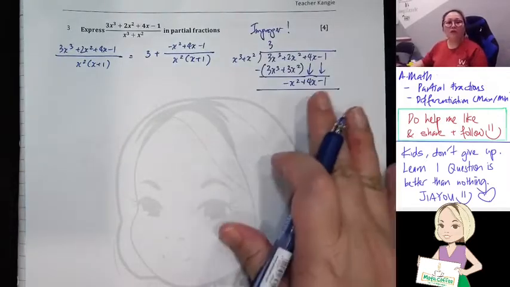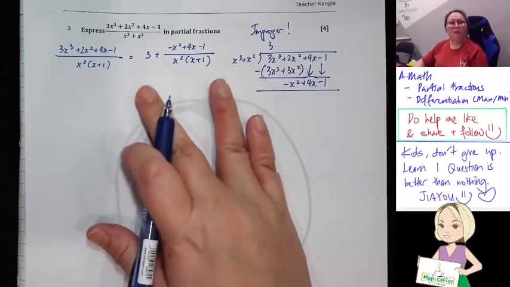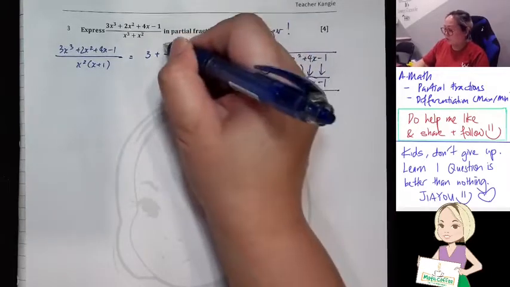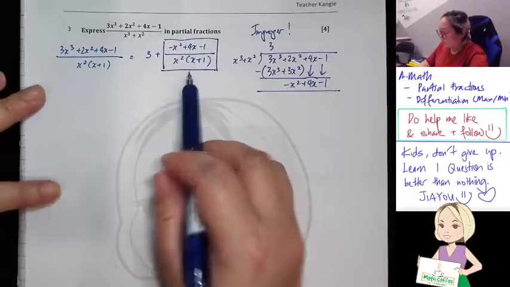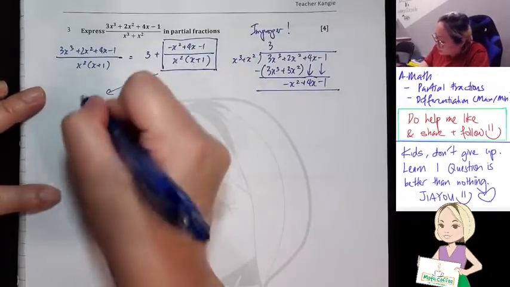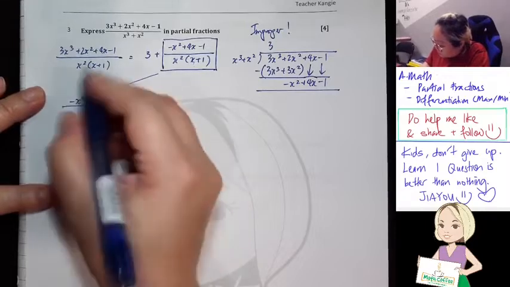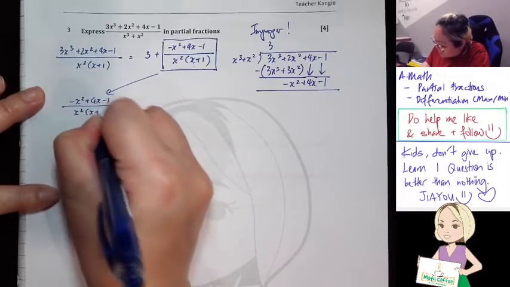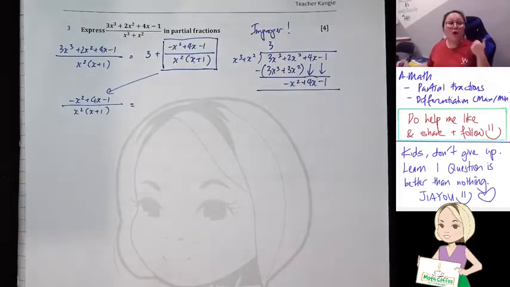Okay, after doing the long division, you put it into the mixed number form. Then all you need to do now is the proper fraction here. So this one, I'm going to write it down here: minus x squared plus 4x minus 1 over x squared, x plus 1. So now we're going to apply our case 1, case 2. Okay, this is a little bit tricky.